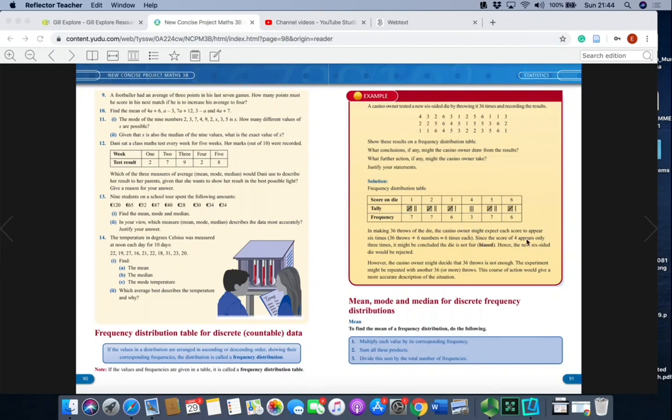Okay, so their conclusion, since the score of 4 only appears 3 times, it might be concluded that the die is not fair. Hence, the new 6-sided die would be rejected. However, the casino owner might decide that 36 throws is not enough, and what you might do is redo the experiment for another 36 times or another 100 times, and just see, maybe you were just unlucky with the number of 4s that you threw in that group of 36. So if you take it a lot more times, maybe up to 100 times, you'll have a much more data and you'll have a better feel for whether the die is actually biased or not.